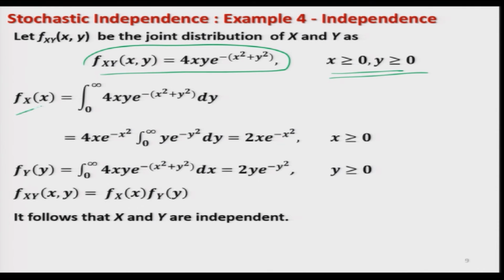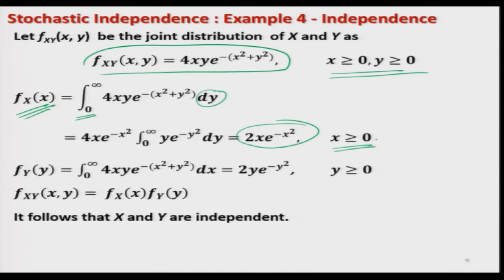The marginal distribution of x can be obtained by integrating this joint PDF over the range 0 to infinity with respect to y, and if you solve this integral, you will get 2x exponential of minus x square, for x greater than or equal to 0.